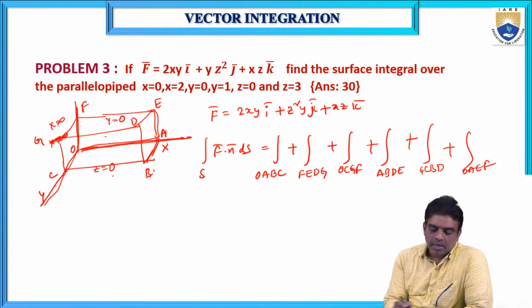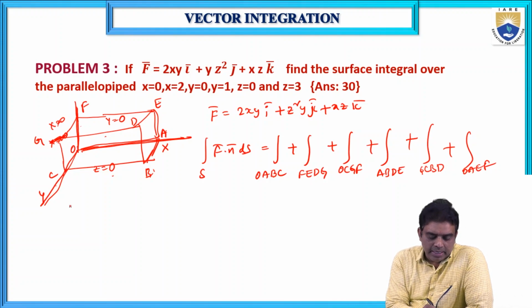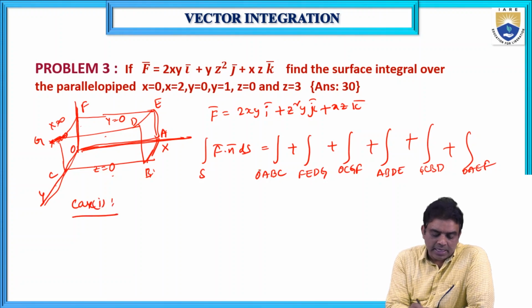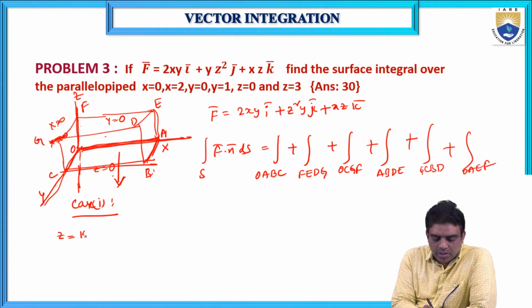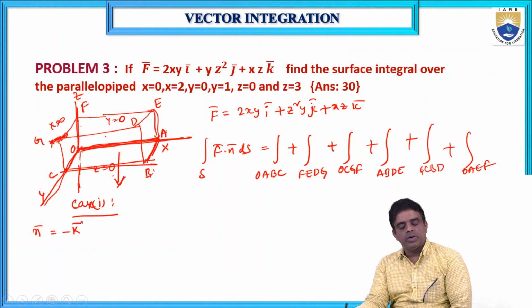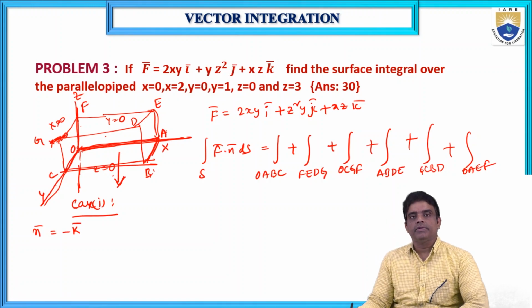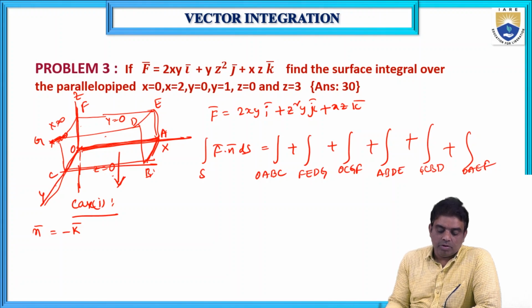So I am considering case 1. Already we have done many examples. I will show directly what is case 1. Suppose you consider OABC. The outward normal vector is in the direction of negative z. What is the outward normal vector? N bar is equal to minus k bar, because the outward normal vector is in the direction of the negative z axis.